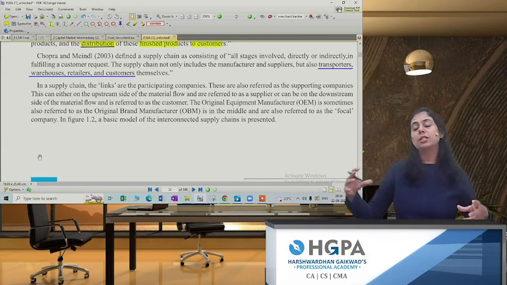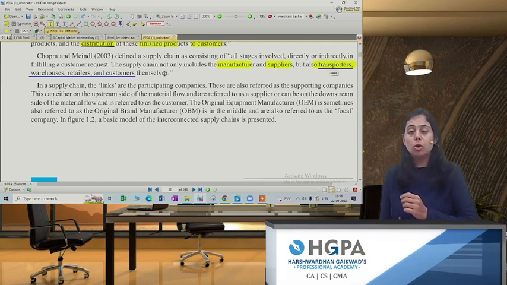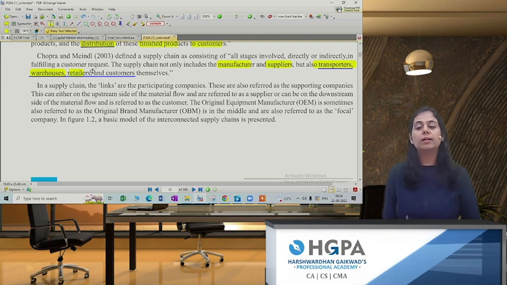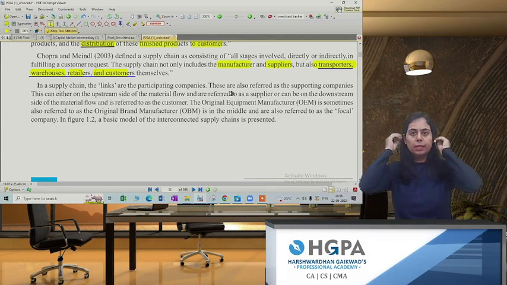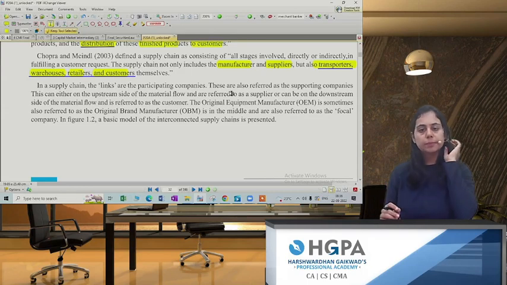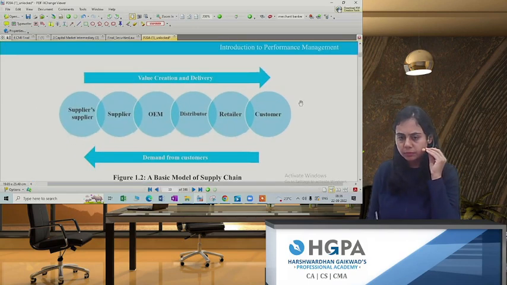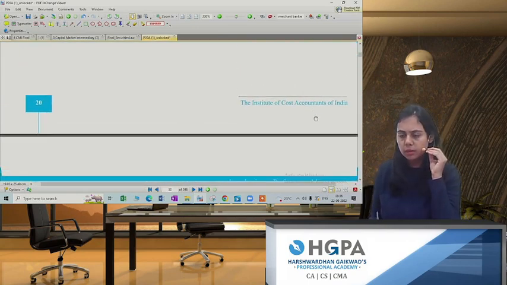And in supply chain management, how many people will be considered? There will be suppliers, there will be manufacturers, there will be transporters. You will need to keep your raw material in the warehouse, then retailers, customers, distributors, wholesalers. So in this complete chain, many various people will be considered for this purpose. Is this clear? Okay, let's have a look at the diagram, everyone.